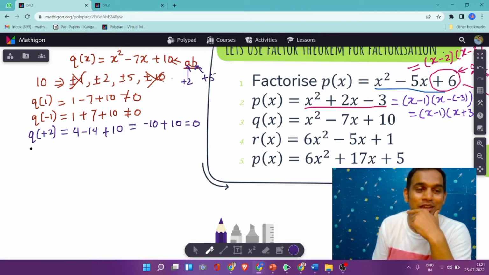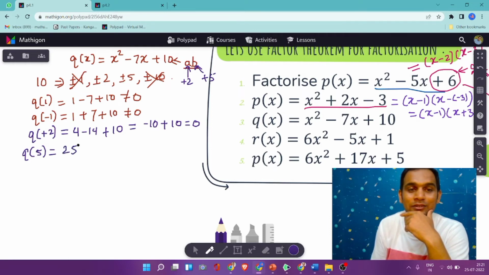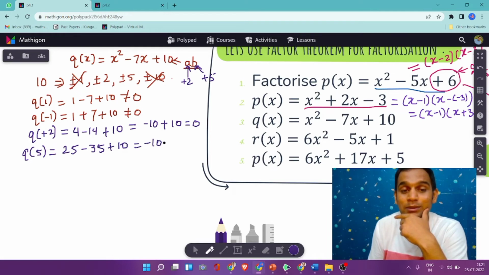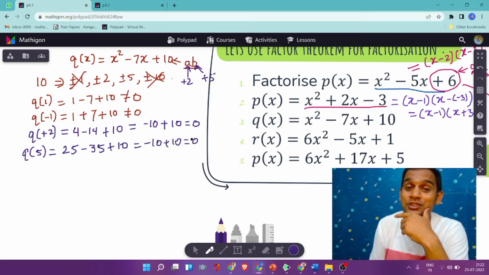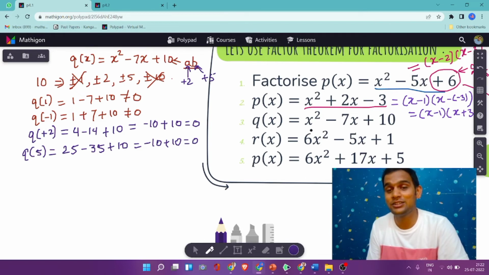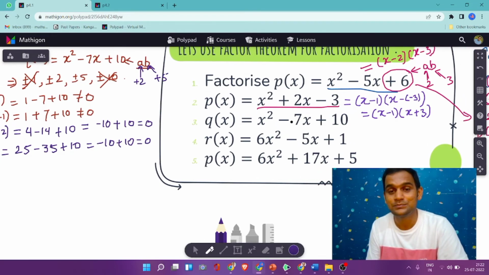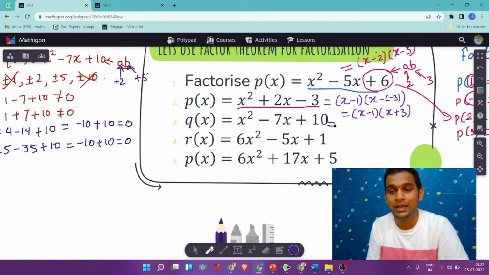Quickly verify that. So q of plus 5 equals 5 square is 25. Minus 7 times 5 is minus 35, plus 10. 25 minus 35 is minus 10, plus 10 equals 0. So what will be the factors over here? The factors for this particular polynomial will be x minus 2, x minus 5. Why am I writing minus over here if it's plus 2?